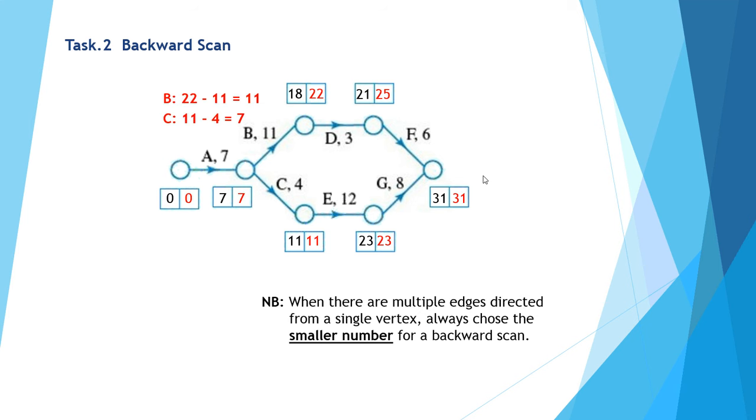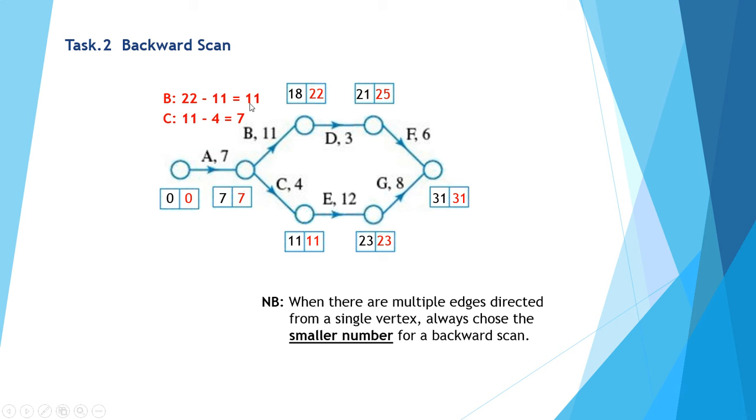Looking now at my backward scan, I start with the same point at the end here, 31, same number we ended up with in our forward scan, and from 31 we work backwards and subtract 6 gives me 25, subtract 3 gives me 22, subtract 11, so option B, 22 take 11, would give me a time of 11.